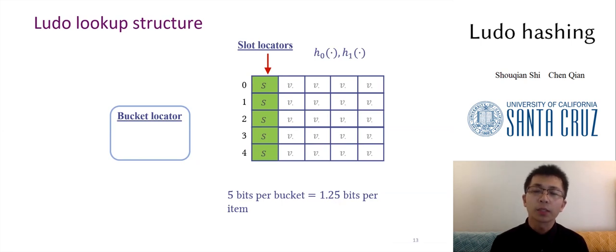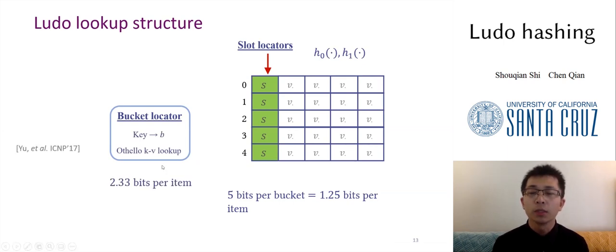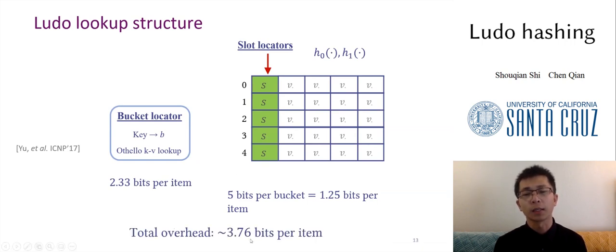The bucket locator stores a 1-bit mapping for each key and is implemented as an Othello hashing, which costs 2.33 bits per key. Othello hashing is a fast and dynamic lookup data structure published in ICMP 17. Ludo leverages a 2-step collision resolution by a global bucket locator and the slot locators, one for each bucket, and the total overhead is less than half a byte per key value pair.